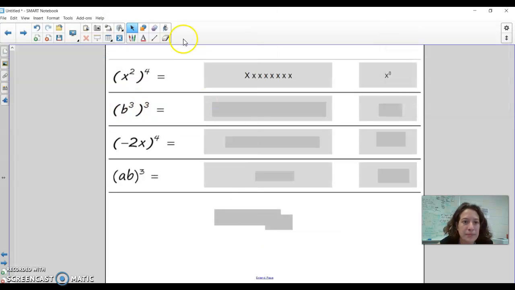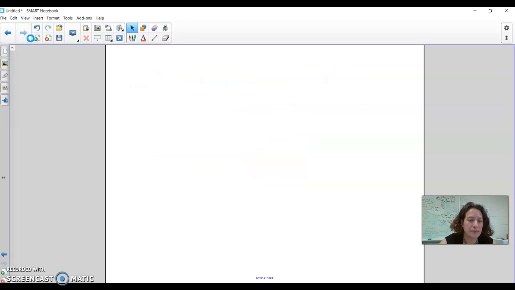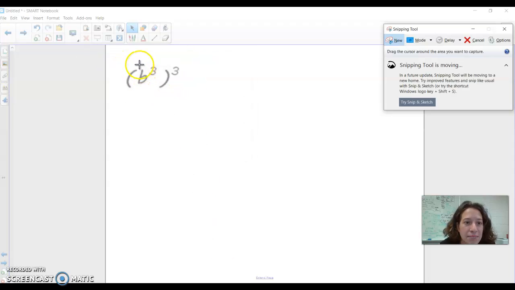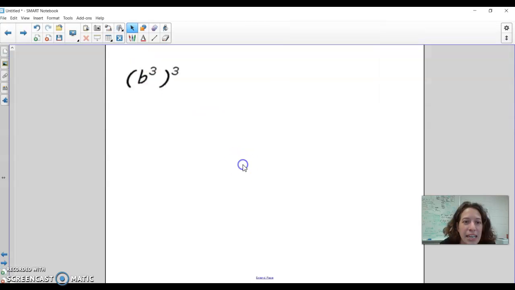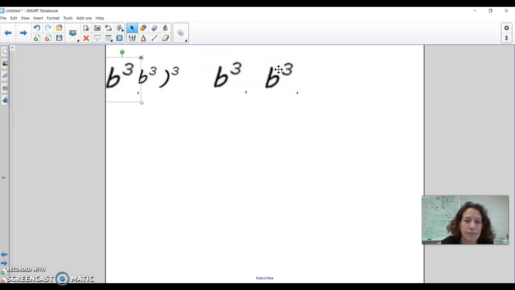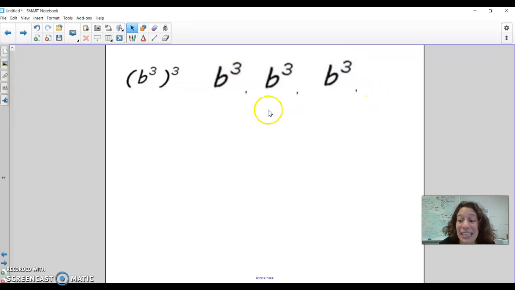Now what this really means, just to make sure you understand, is that you want to take what's inside here and you need 3 copies of it. So look what I'm going to do. I'm going to take what's inside, and I'm going to make 3 copies. 1, 2, 3.